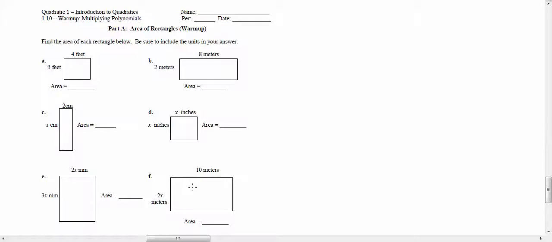Alright, so what we're going to do is some basic warm-up stuff and then we'll get right into it. Let's find the area of these rectangles.